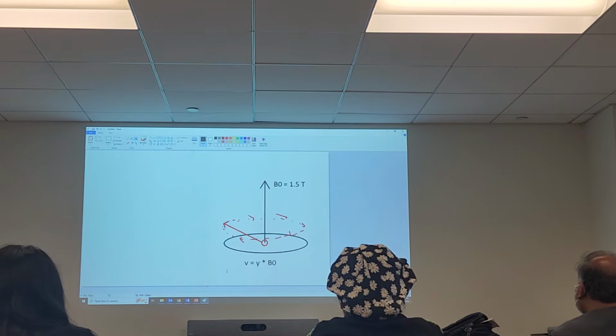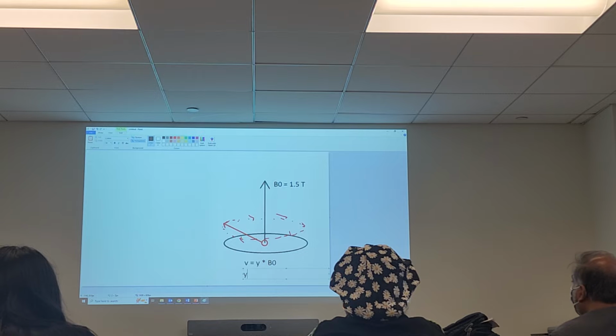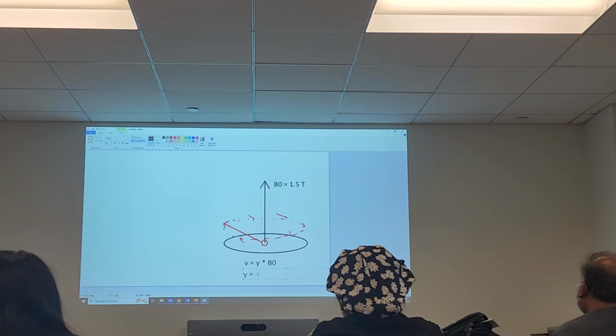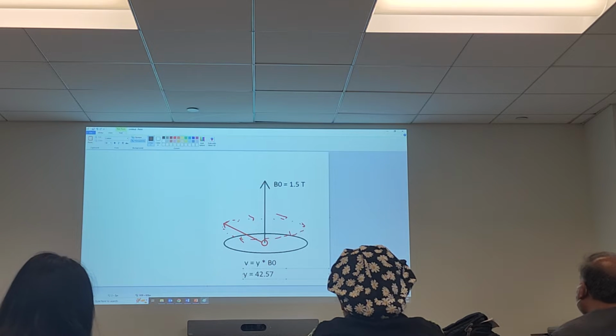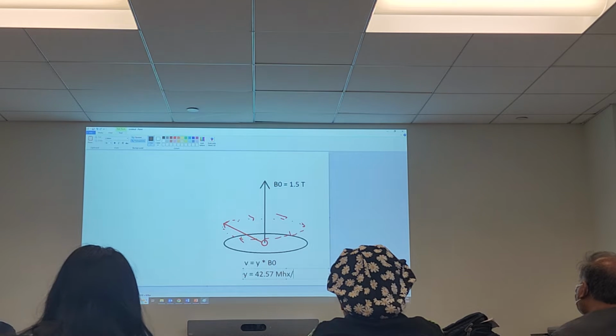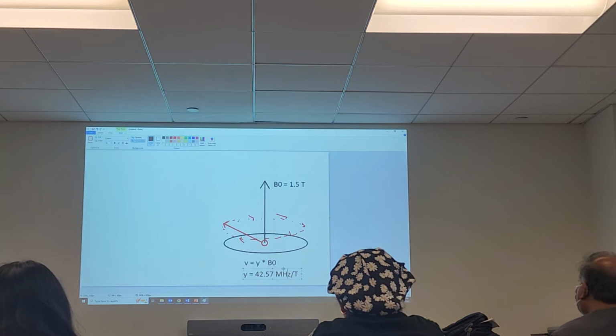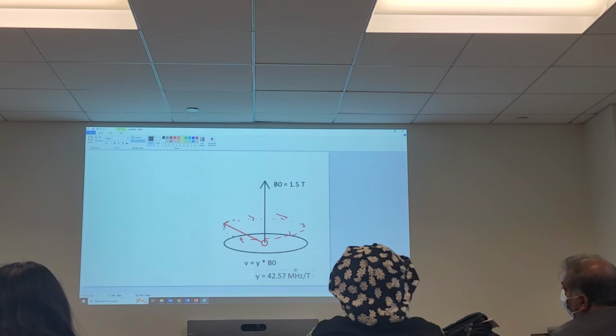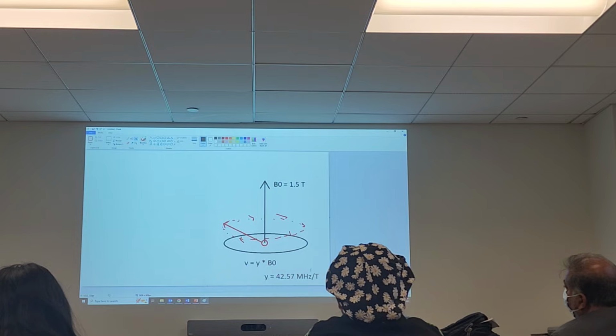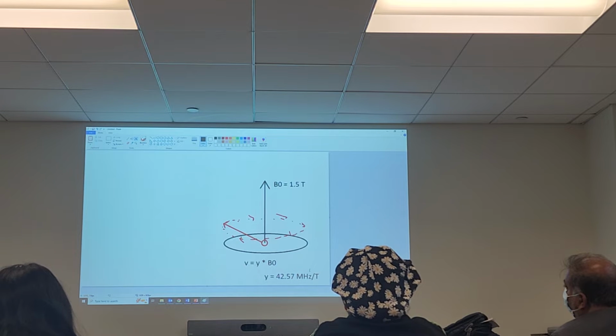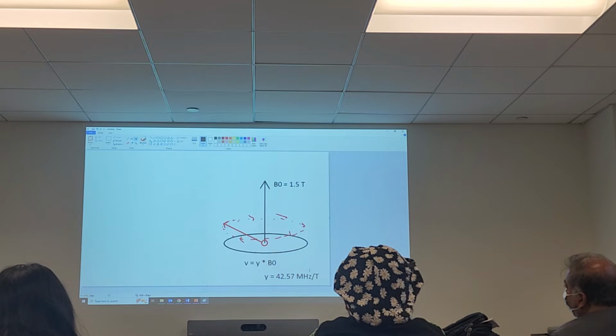So what is the gyromagnetic ratio? 42.57 megahertz per Tesla. All right, I didn't hear enough people, Jared. Let's try that again. What is our gyromagnetic ratio? 42.57 megahertz per Tesla. All right. A little bit out of phase, but that's okay, we'll work on it.